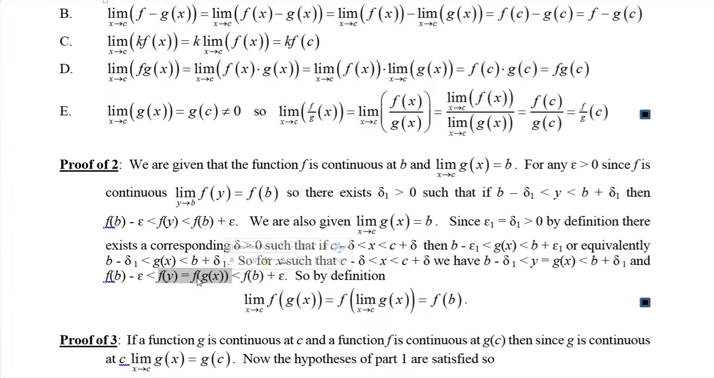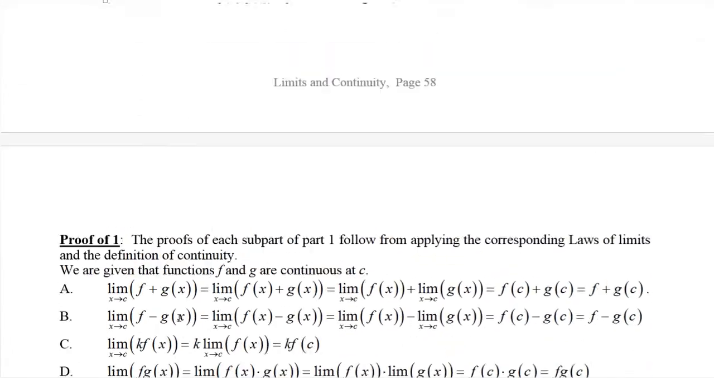So what do we have? We have f of g of x between f of b minus epsilon and f of b plus epsilon. So that tells you that the limit is f of b. And of course f of b is f of the limit of g. So we can bring the limit inside the outer function when that outer function is a continuous function. Okay, let's keep going.